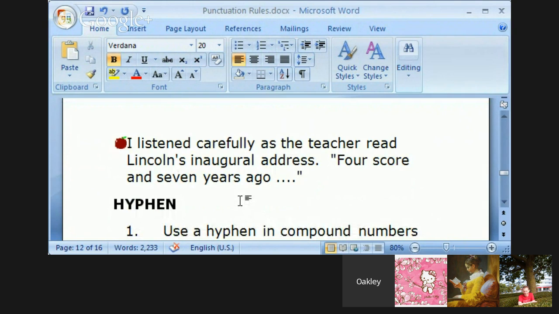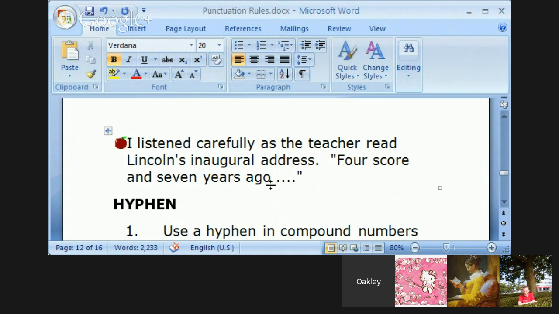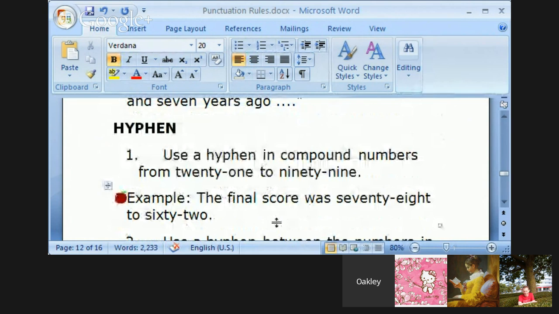It's an horizontal trace used to separate words in the final of the line, or to join words. For example, 21. Okay. There you go. 21. All right. To use a hyphen in compound numbers to join words. Okay. There's a number of examples, but compound, sometimes compound nouns.